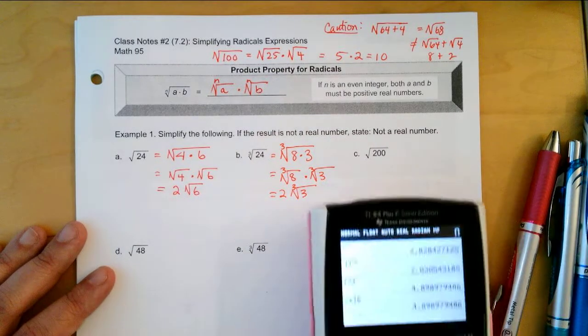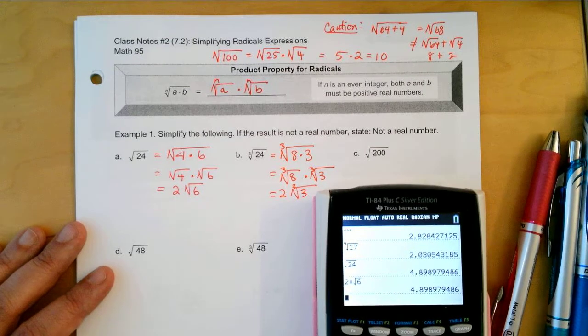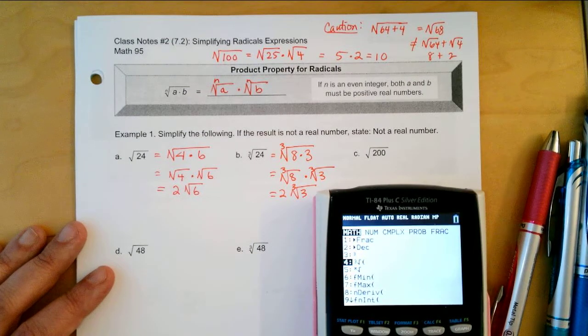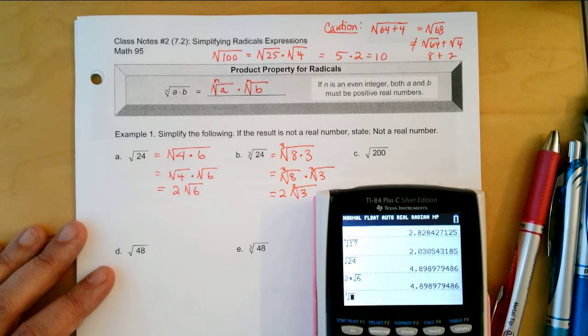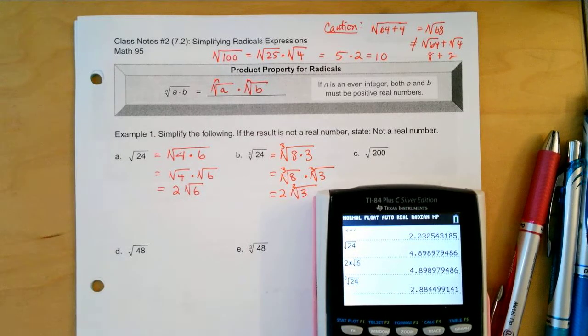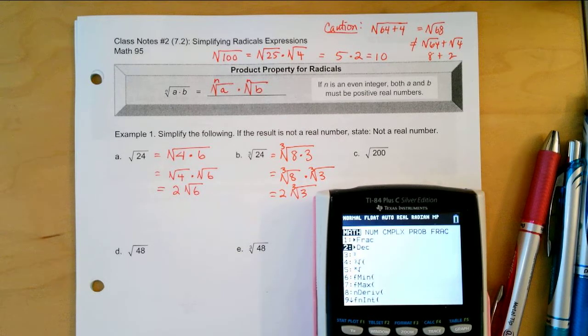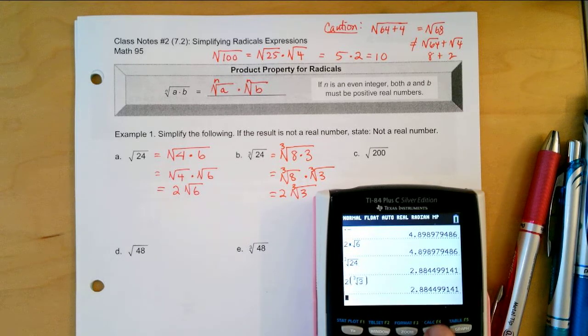If you wanted to check this on your calculator, remember you'd have to go to math to find the cube root. So there's the cube root right here, number 4. I'm going to take the cube root of 24, and again, I get a decimal number because 24 is not a perfect cube. But if I take 2 times, let's go math, cube root of 3, you notice how I get the exact same decimal number. Okay, any questions about that so far?